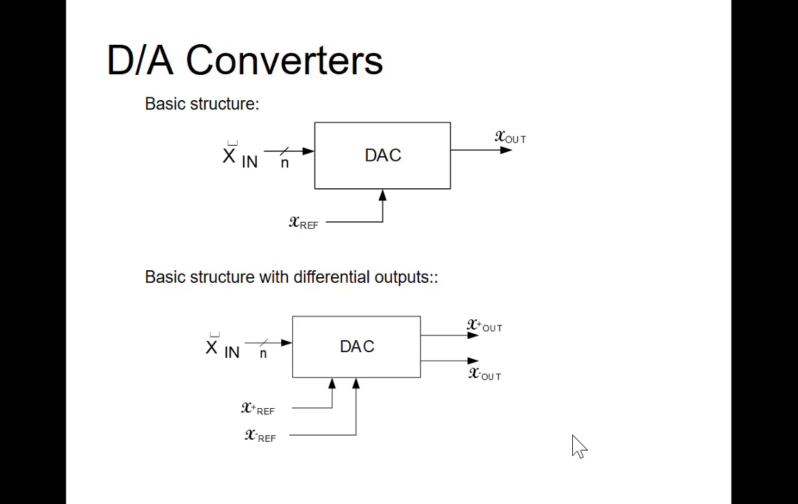Now, I haven't shown voltages or currents here because data converters don't necessarily have to have voltage units or current units at the output. They can be different types of structures. It could be current, could be voltage, or it could be some other quantity. Although most of the time, the reference is voltage, it doesn't have to be.